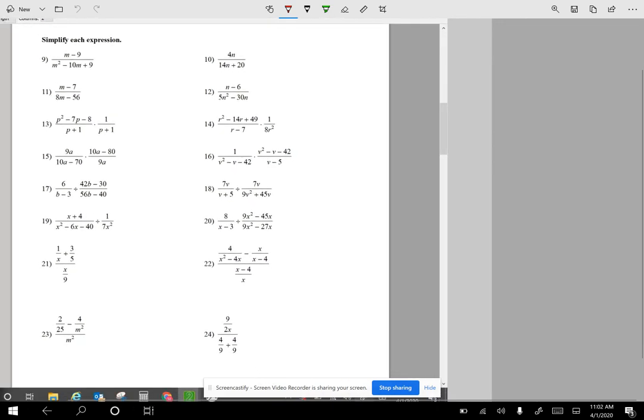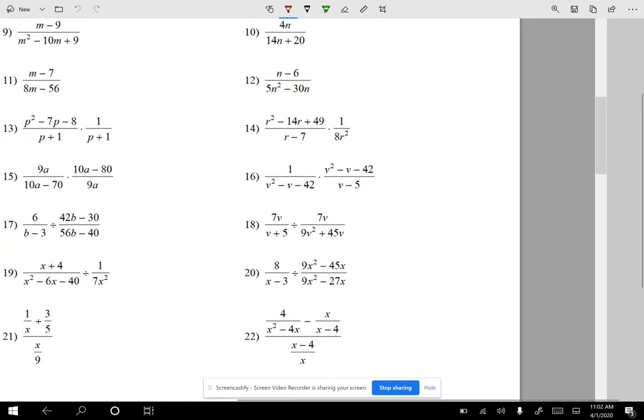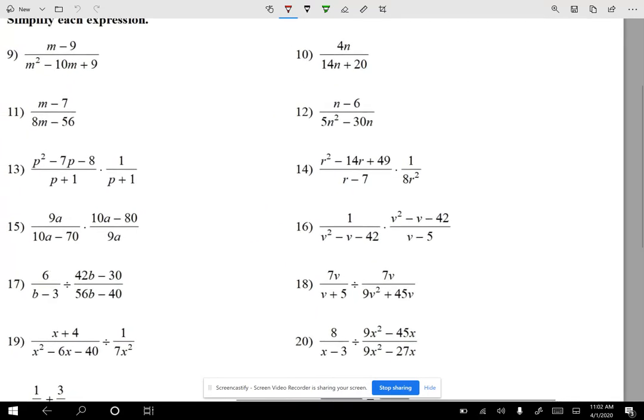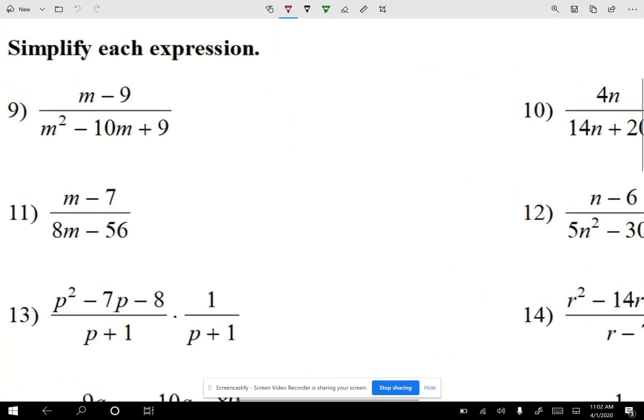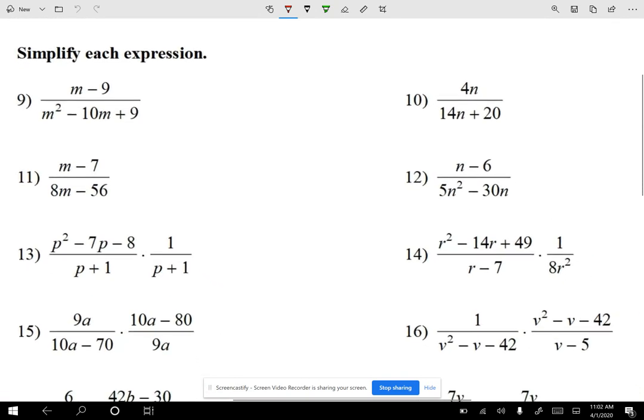All right, so today let me start reviewing for the test. We do have a test this Friday. There's more information coming up. So let me start with question number 9. We're going to simplify each expression. So let me take a look at 9 through 12.